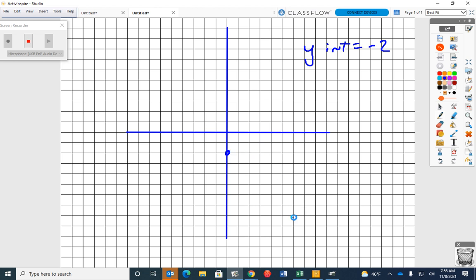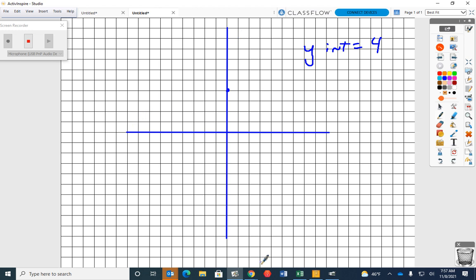Okay. Let's say I had a y-intercept of 4. What is that going to tell me? Where is it going to cross the y-axis? At 4. So up 4. Now, that's not where it crosses the x. That's where it crosses the y. Is there a difference? Yeah.